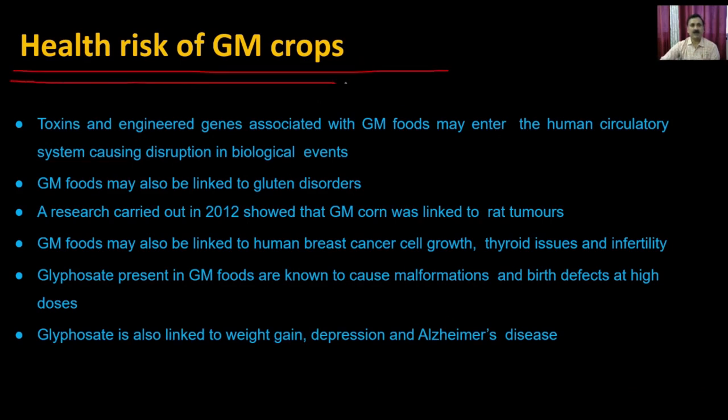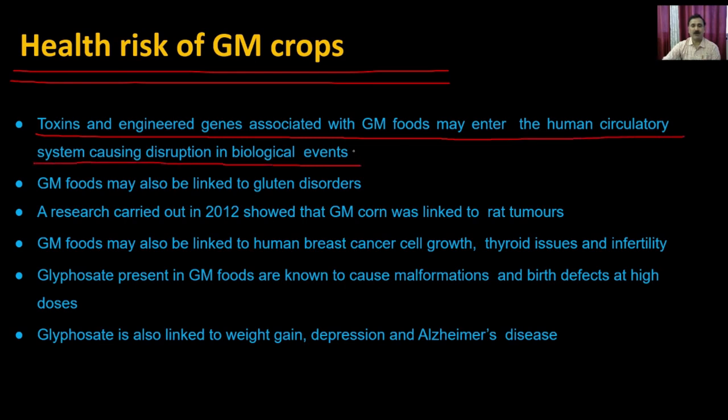These are some of the additional health risks. For example, the toxin and the engineered gene associated with GM food may enter the human circulatory system, causing disruption in biological events. One of the major concerns is the toxin as well as the engineered gene that you are putting into the GM crop, because ultimately it will end up in the fruits or the food grains, it will enter the human circulatory system, and because these are toxins as well as engineered genes, they may cause disruption in the basic metabolic pathway or the basic metabolism of the human, and that's how it may end up causing different types of disease.